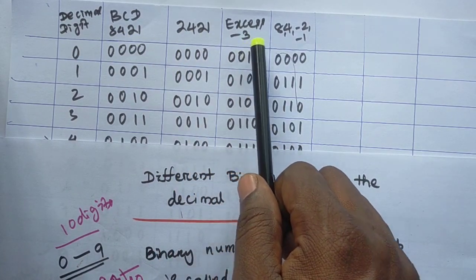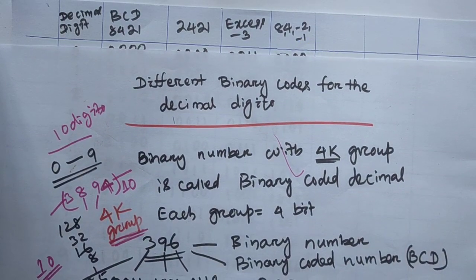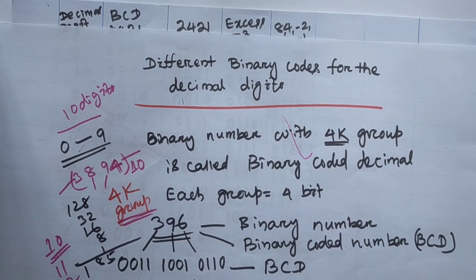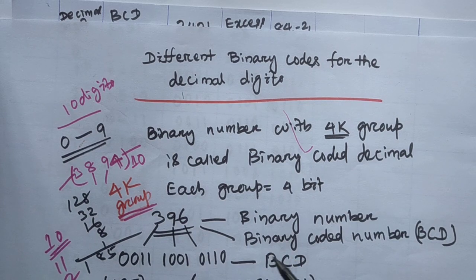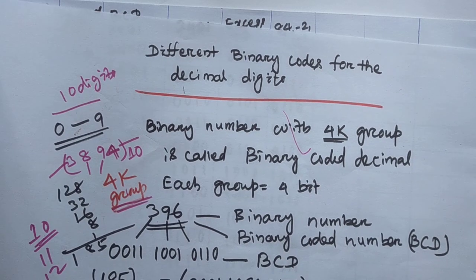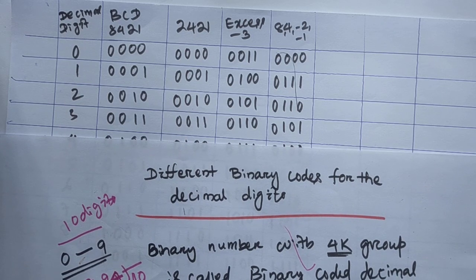So I hope all of you understand the different binary forms, binary codes actually, that is BCD-8421, 2421, Excess-3, 84 minus 2 minus 1. Like this, different forms of binary codes I have already discussed. I hope all of you understand all binary codes in a single lecture. So there is no doubt, I think you have already discussed different examples also.